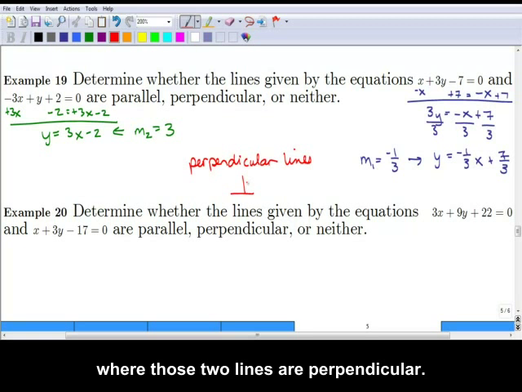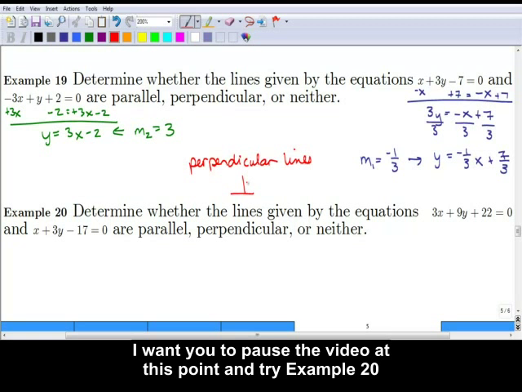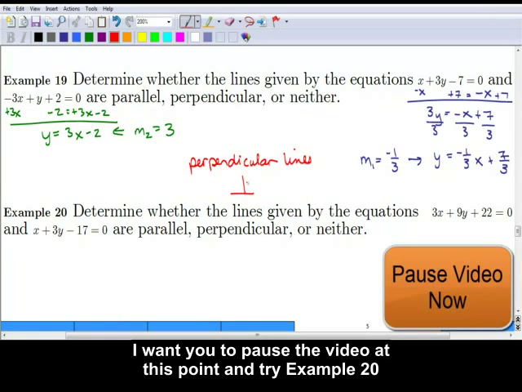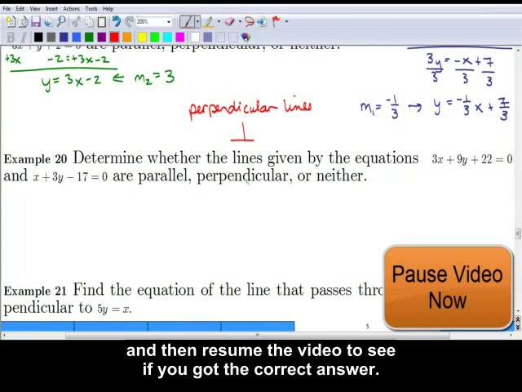I want you to pause the video at this point and try example 20, and then resume the video to see if you've got the correct answer.